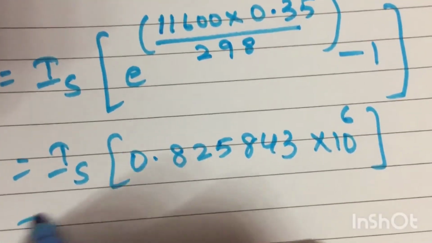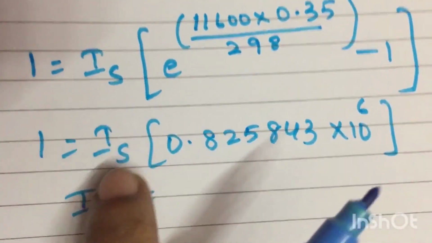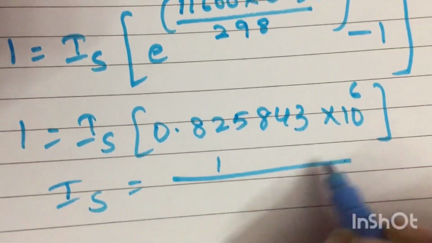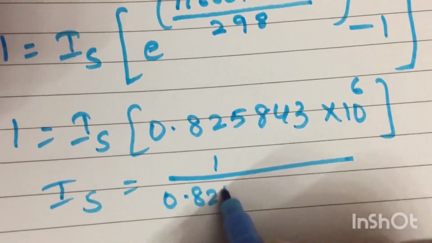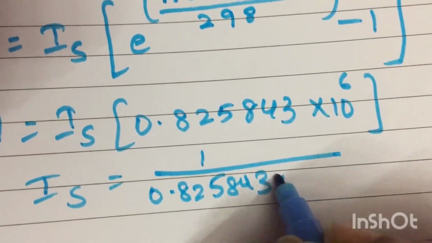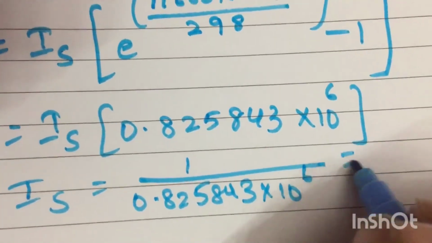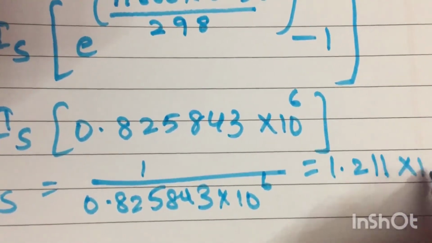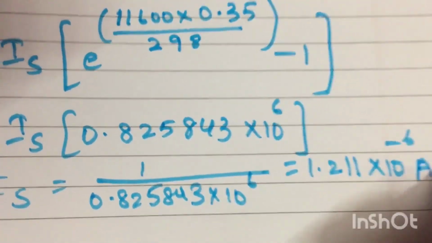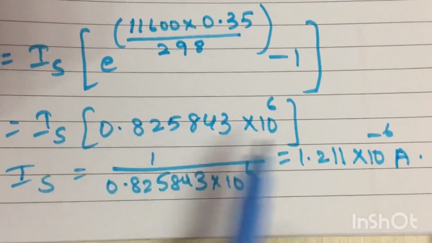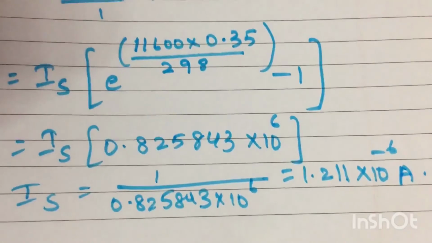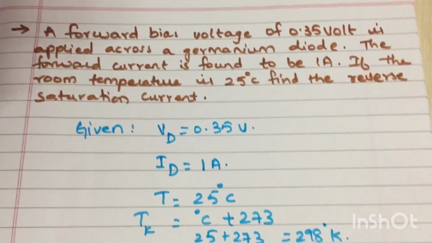So that means, if you want the IS value, IS is equal to 1 divided by this whole term, 1 divided by 0.825843 into 10 power 6, which is nothing but 1.211 into 10 power minus 6 amps. So the IS value is 1.21 into 10 power minus 6 amps. I hope this problem is also clear.